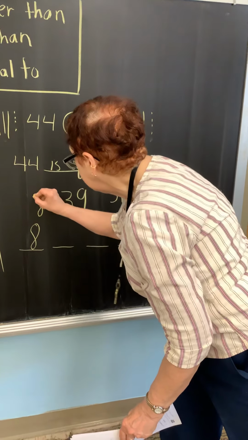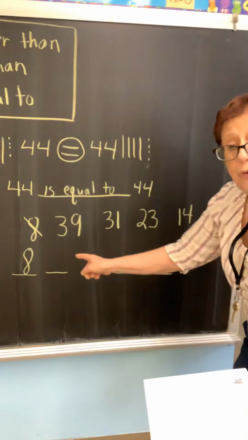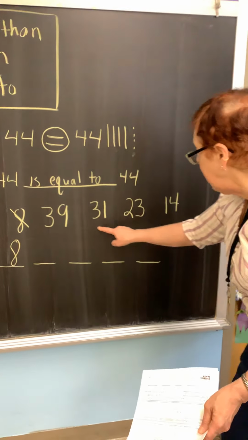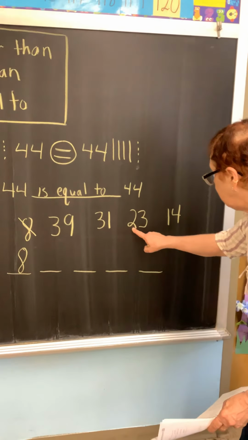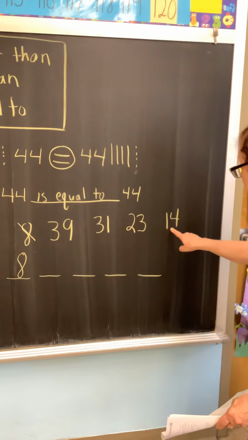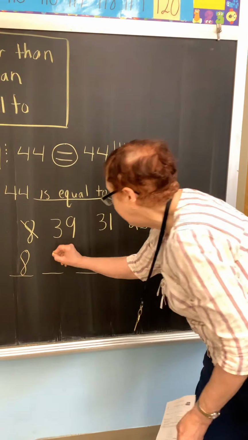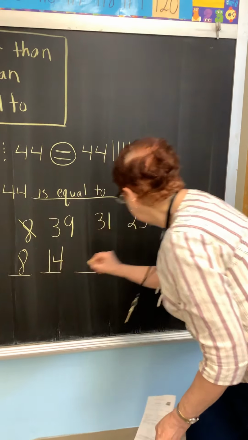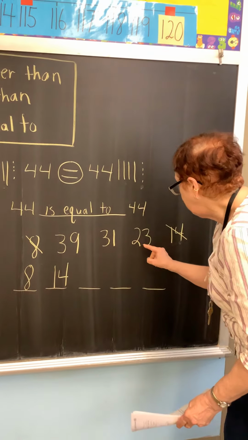And here's what they're telling you to do. Cross it out. That way, you already used it and you don't have to look at it again. Now you're just going to look at these. So let's see. 3 tens, 3 tens, 2 tens, 1 ten. Well, I would say that this is the next smallest because it only has 1 ten. Write it. Cross it. Okay? 31, 23.